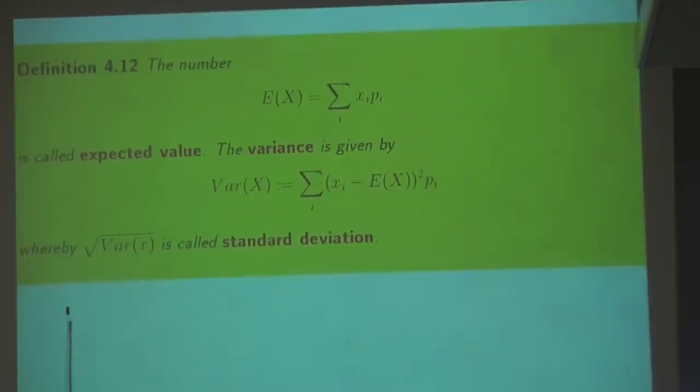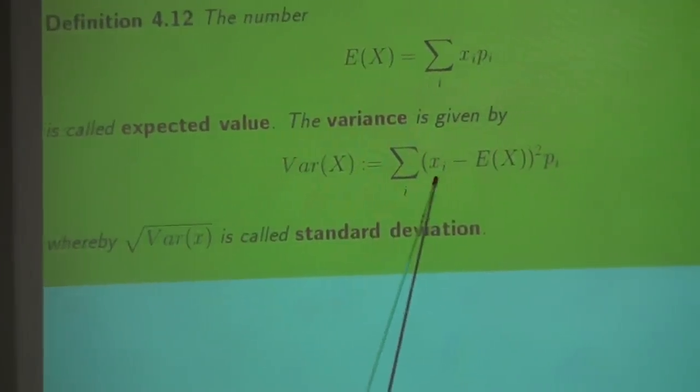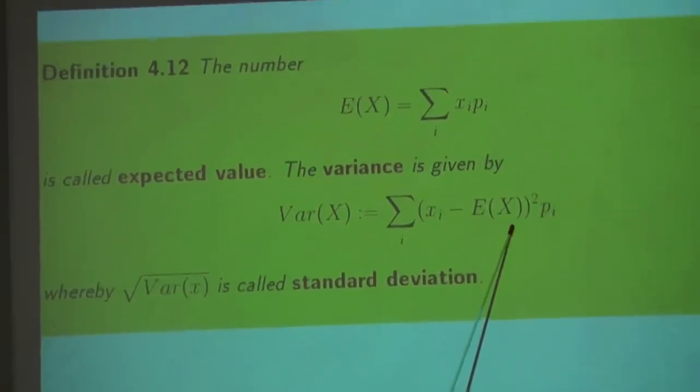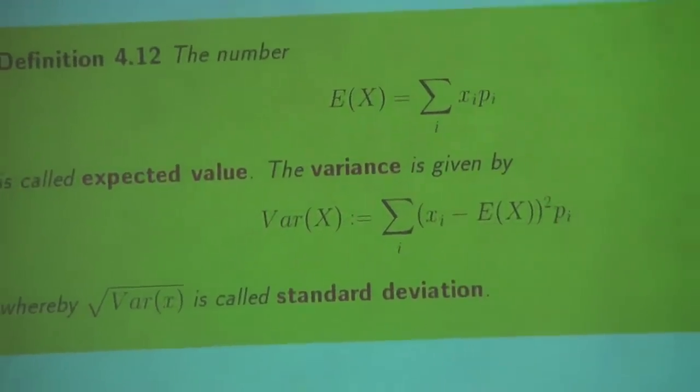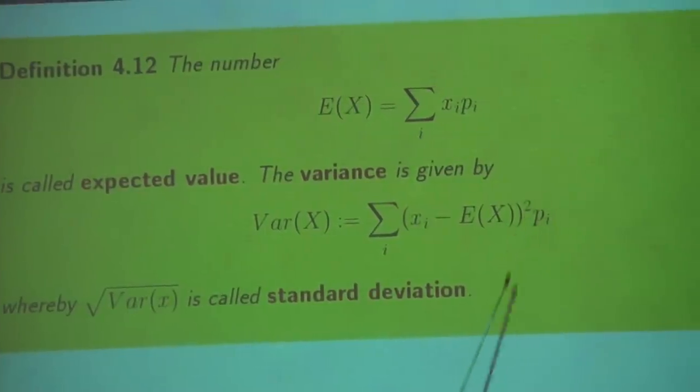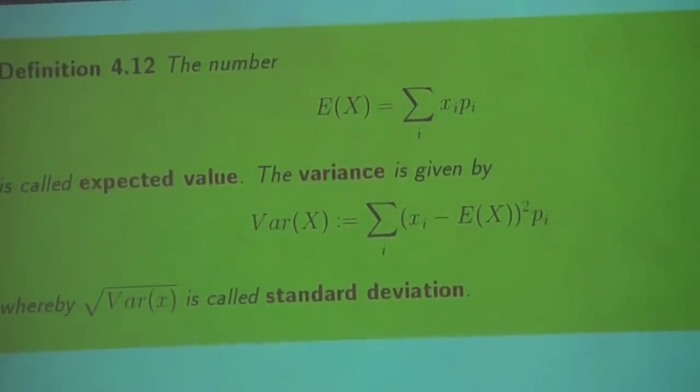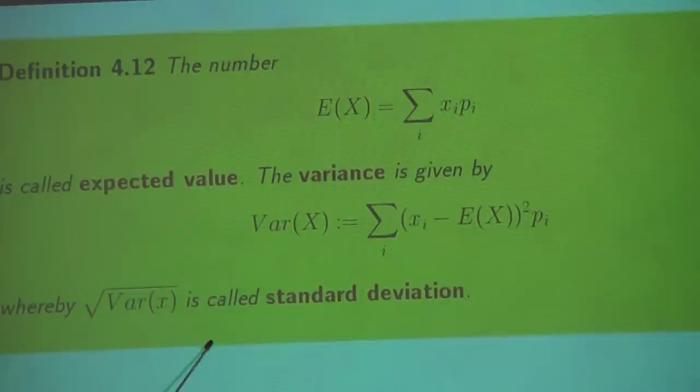And then we have the variance, which is the sum over xi minus the expected value squared, and this again weighted with the probability. And the square root of the variance is the standard deviation. And this whole thing reminds us of what we have seen a week ago. There we had the definition of the mean, the empirical variance, and the empirical standard deviation.